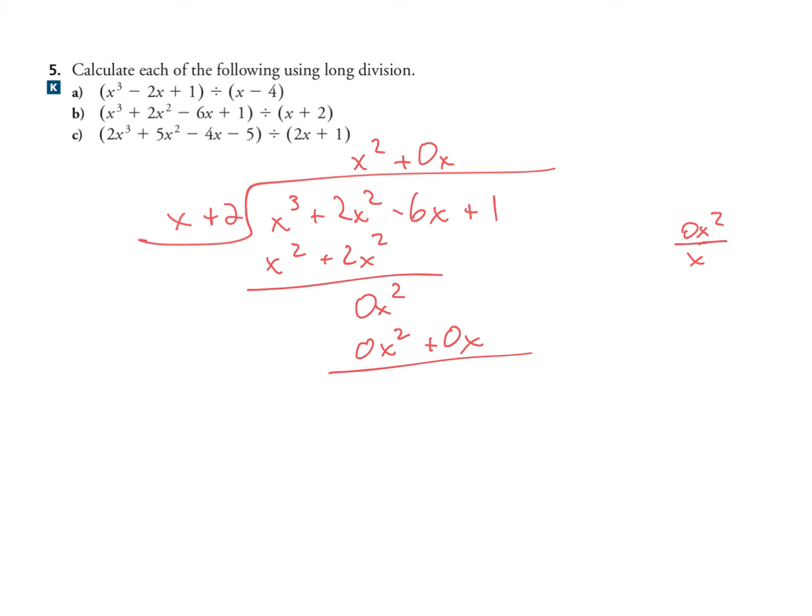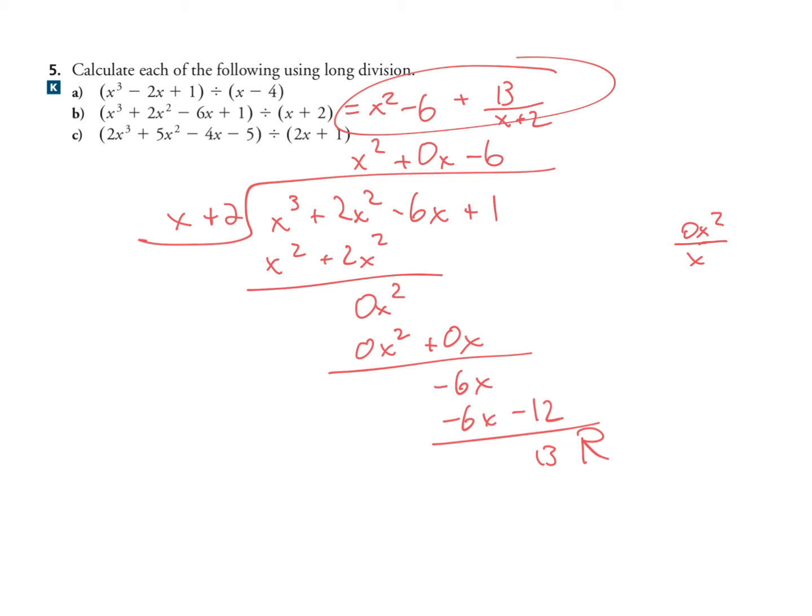Negative 6 minus 0x is minus 6x. This is going to be minus 6. You're going to get minus 6x minus 12. 1 minus negative 12 is 13. That's your remainder. So this is equal to x squared minus 6 plus 13 over x plus 2. There's your answer. Let's move on to the next one.